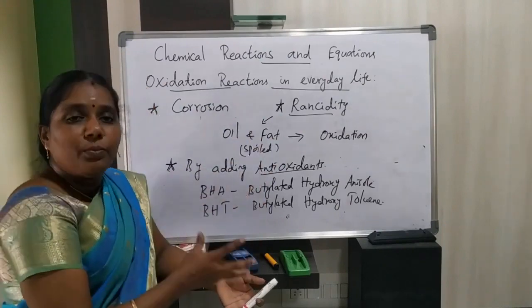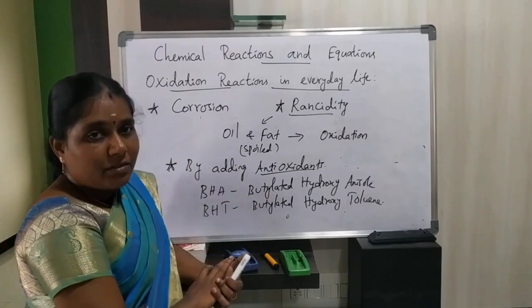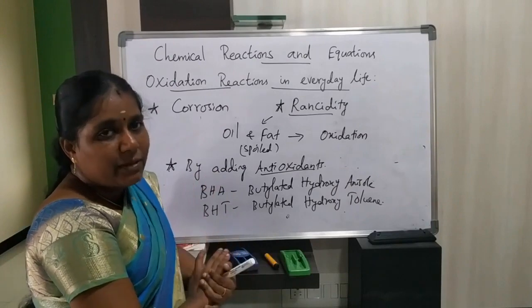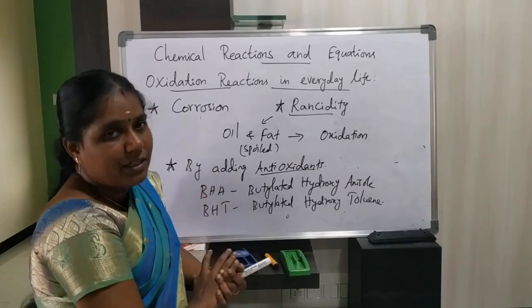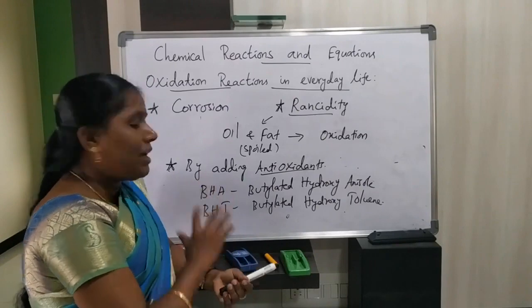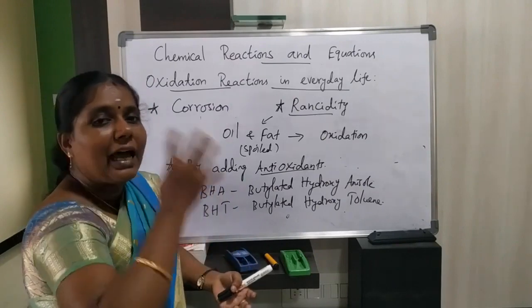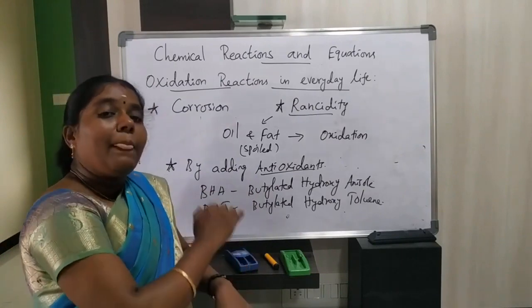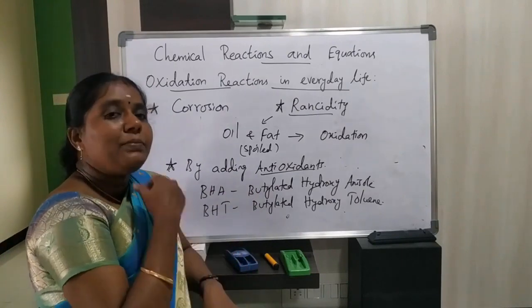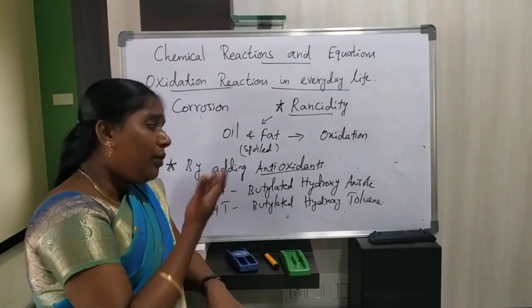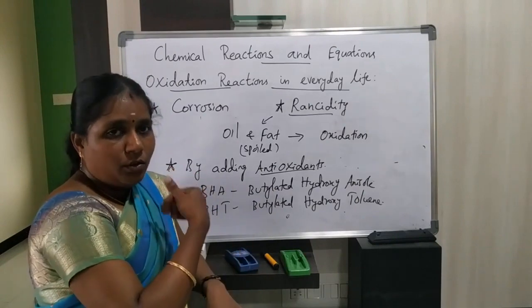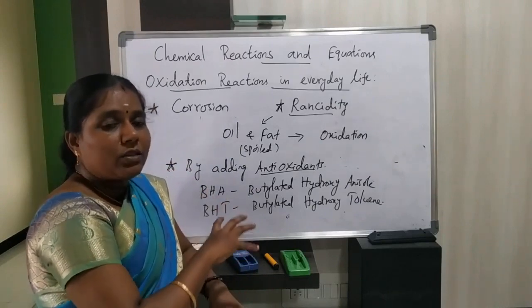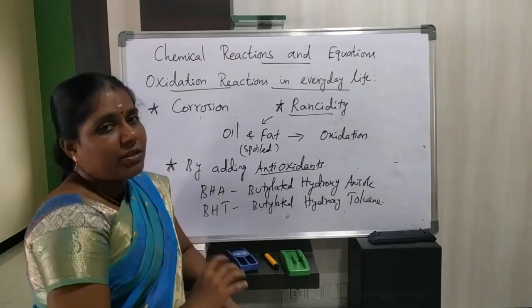So what prevention methods can we take to avoid rancidity? First, by adding antioxidants to oil and fatty food items. What are antioxidants? Generally BHA and BHT, that is butylated hydroxyanisole and butylated hydroxytoluene. These are considered antioxidants. Like this, some other substances also we add to avoid oxidation. By adding antioxidants, we will prevent the oxidation process.